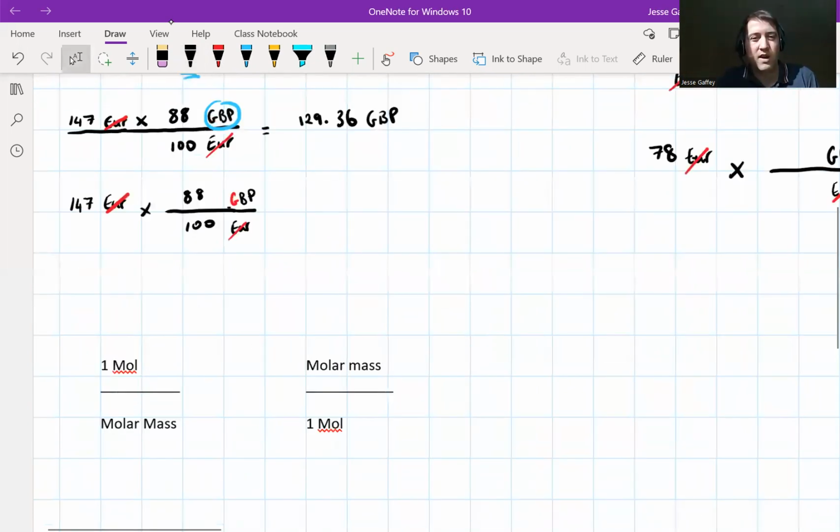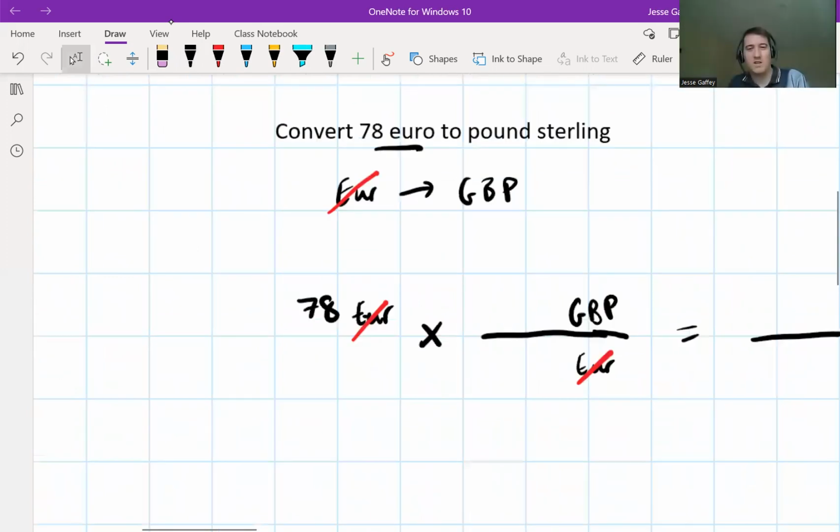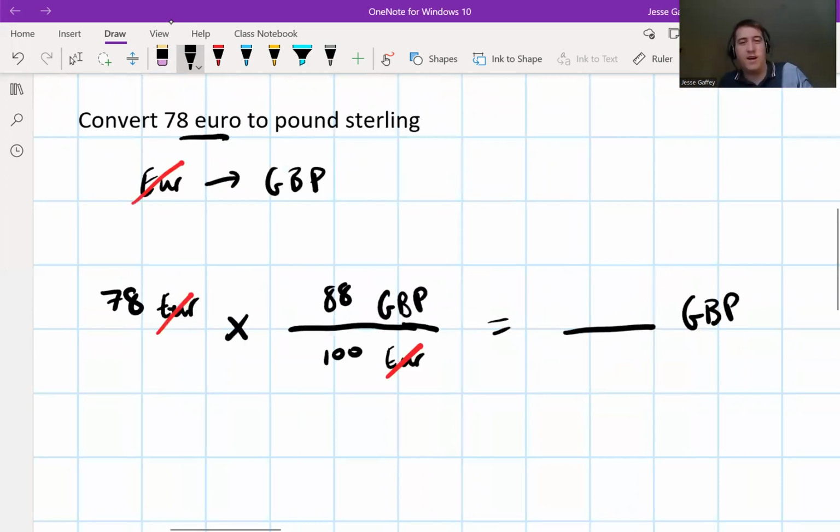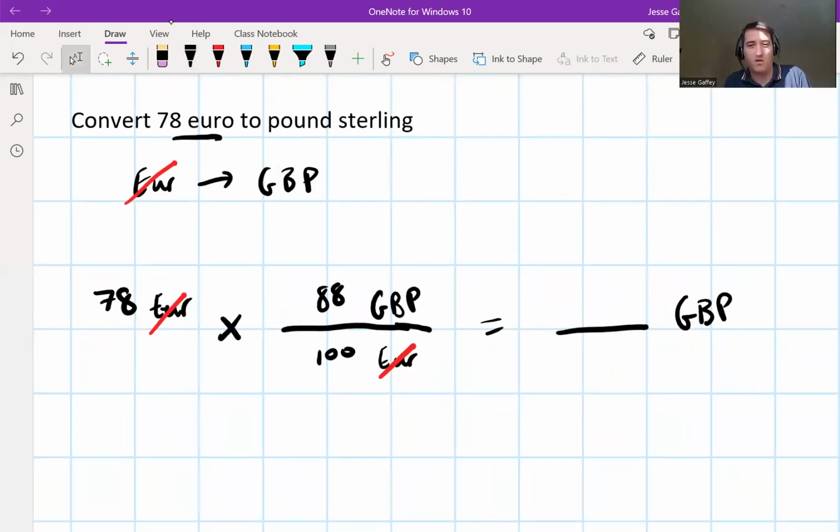Okay, and of course, then what we should have done here is we should have said that there are 88 GBPs for every 100 euros, or you could have said 0.88 for 1, that's fine too. 78 times 88 divided by 100. And we're getting 68.64 GBP. So that means that 78 euros is equal to 68.64 GBPs.